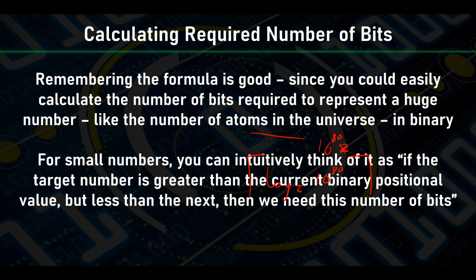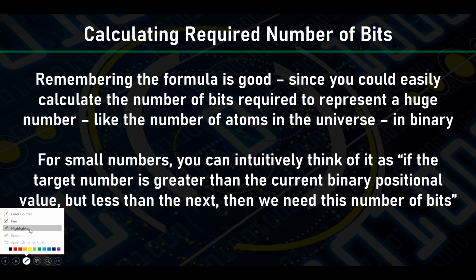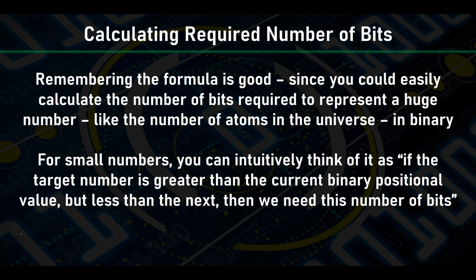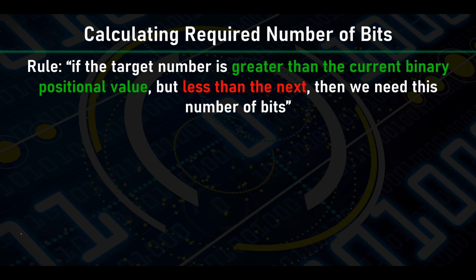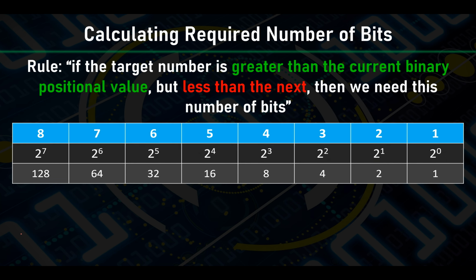Right, so for small numbers, and let's just erase this, hang on. For small numbers, you can kind of intuitively think of it. If the target number is greater than the current binary positional value but less than the next, then we need this number of bits. That's quite wordy, but if we see an example, it becomes clearer.